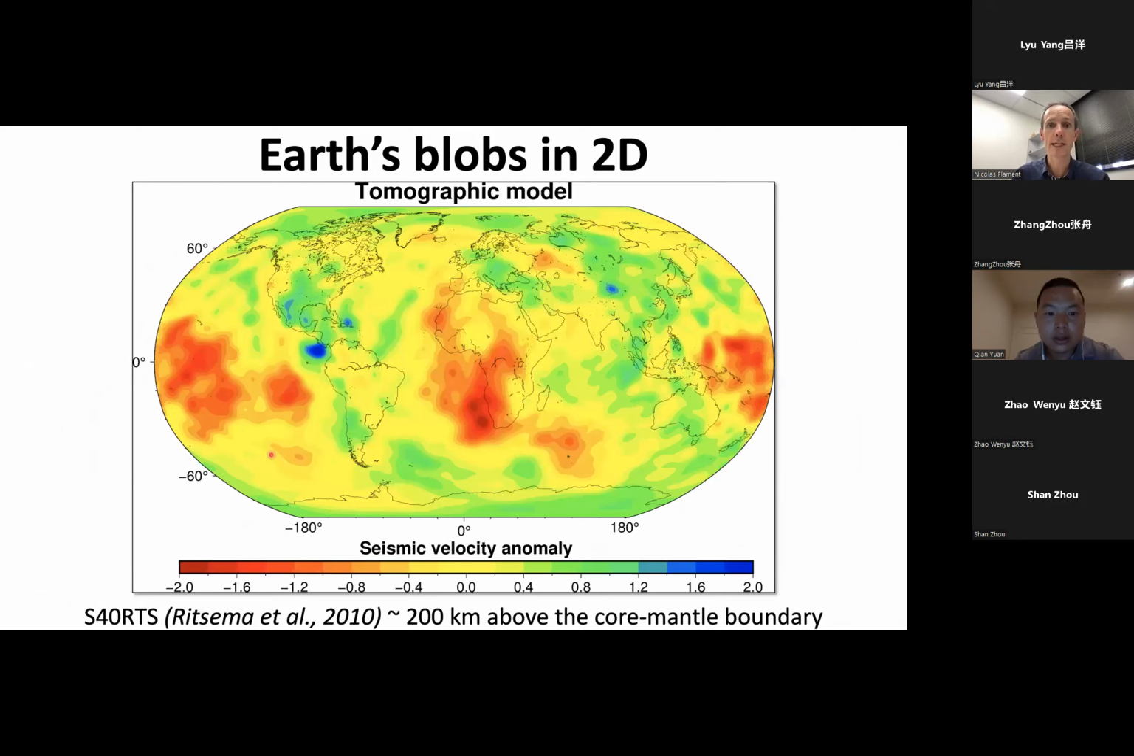Here's a look at them in 2D. Again, in the same model, S40RTS. What I've done here, I've picked a depth about 200 kilometers above the core mantle boundary. And this map here shows the seismic velocity anomalies. And you can see again that beneath Africa and beneath the Pacific Ocean, there's 2 areas where the mantle is seismically slower than surrounding. And away from that, you have areas where the mantle is seismically faster, and that fits well with subducting slabs.